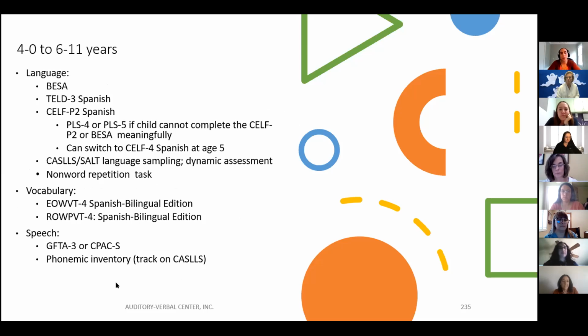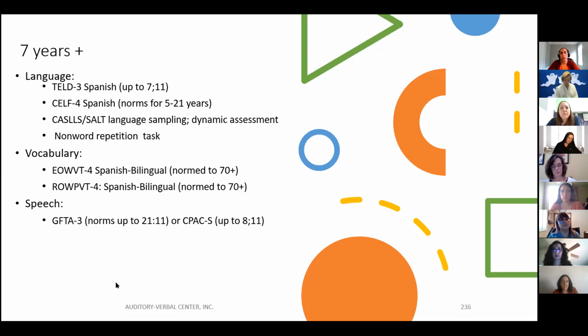And like I noted before, they are coming out with norms that go down to 3. So I would then give that to a younger child if I felt they could do it. TELD-3, you could use CELF-P2, the PLS if you feel like they really can't do either of those behavioral measures meaningfully. And again, CASTLES, SALT, non-word repetition, expressive receptive one word, Goldman-Fristoe. And then over 7, just continue on with receptive, expressive, Goldman-Fristoe, CELF-4, TELD-3, CASTLES.